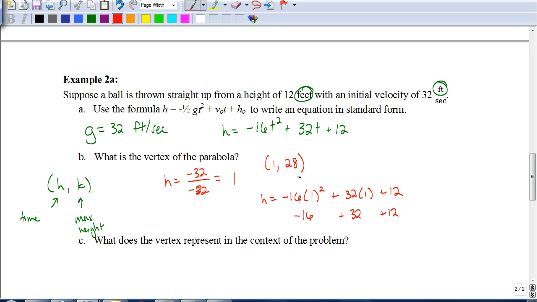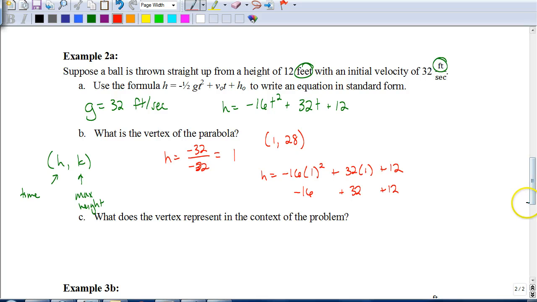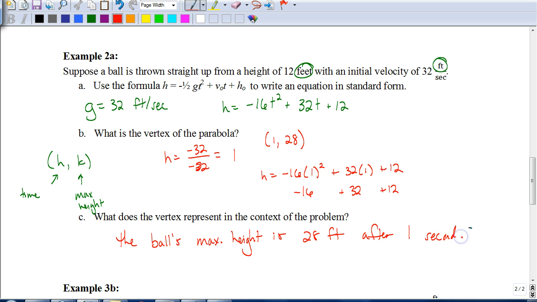If they ask me how high, or what's the maximum height of the parabola, I'd say the maximum height would be 28 feet after 1 second. And that's what they're asking for in part C. What does the vertex represent in the context of the problem? The ball's maximum height is 28 feet after 1 second would be your answer.